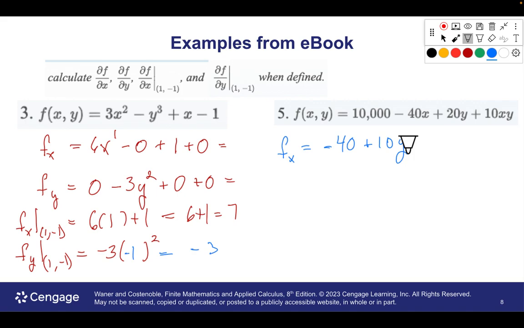Let's see also if we take the derivative with respect to y. 10,000 is still 0 because it's a constant. Negative 40x is now a constant, right? That's 0. 20y is now 20, right? y to the 0 if you want, but that's what that is. Now when we get to the 10xy, take the derivative with respect to x, that's 0. But when we take the derivative with respect to y, what's left behind? 10x. Okay.